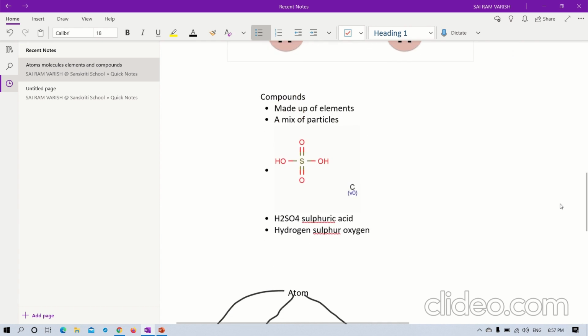Now, as we have seen, an atom is the smallest particle, then elements are made up of only one kind of atom, and then molecules are made up of two kinds of atoms or one kind of atom. Now, these compounds are made up of elements, and many elements come together to form a compound. So when you break a compound, you would get different types of elements, not only one kind of element. So it's a mix of particles.